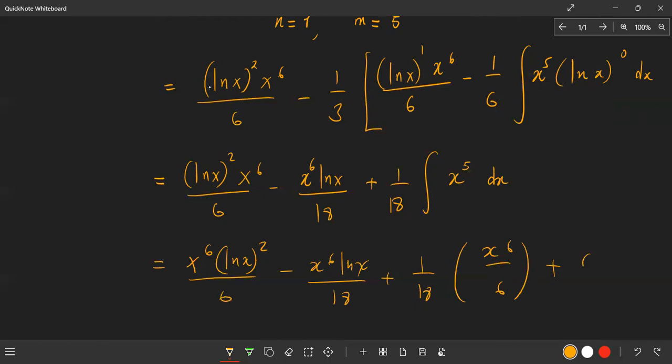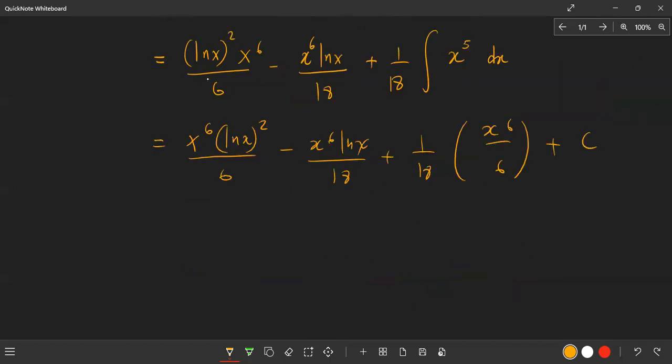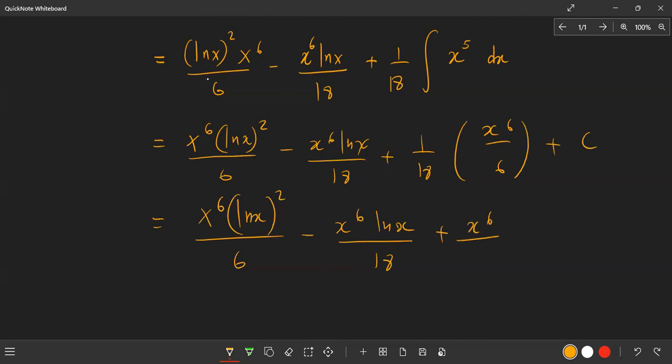And then finally, what do you do? Add here the constant of integration. So this x power 6 natural log of x squared over 6 minus x power 6 natural log of x over 18. So you just have that job of multiplying 18 by 6, right? So that is 108. So I have x power 6 over 108, and then plus c. So this is our integral of x power 5 natural log of x squared dx.